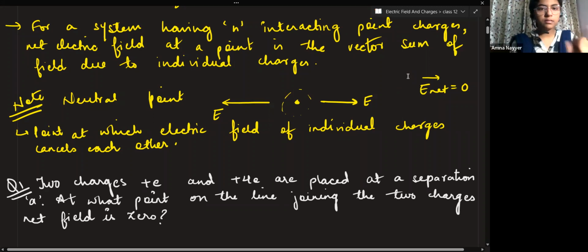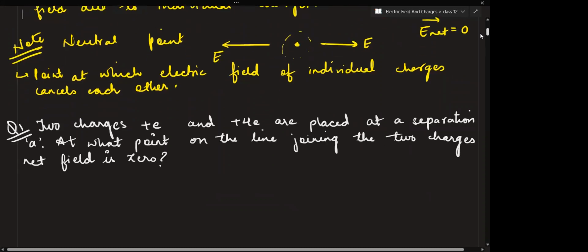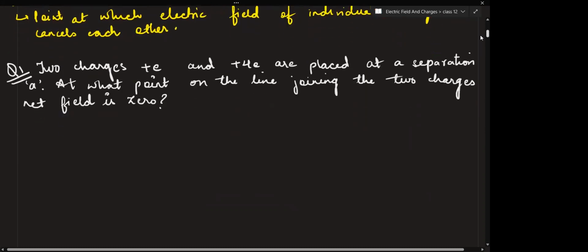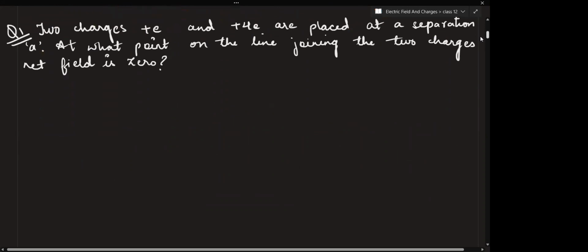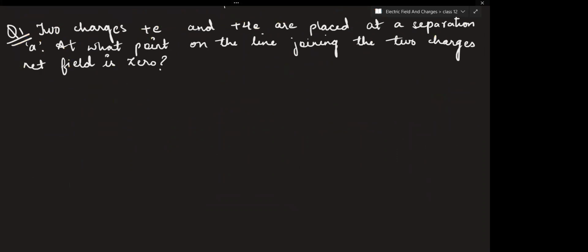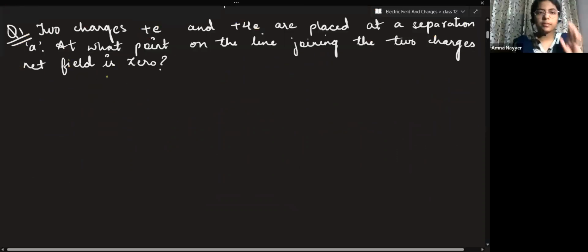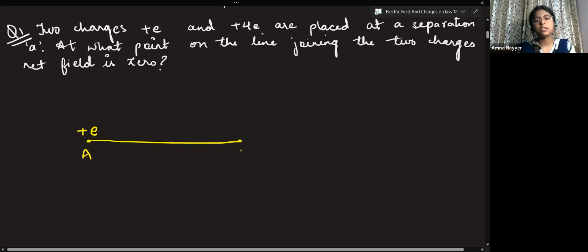Have you written this theory part above the question? All of you? Yes, teacher. All right. So let's discuss this question directly. See, what does it say? It says that we have two charges. Let's say we have taken a point A where this charge plus E is kept, and we have another charge at this point B, which is plus 4E. This is kept.